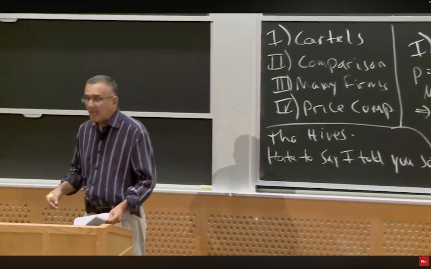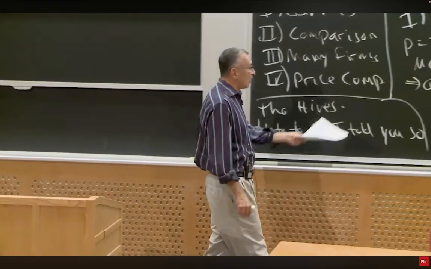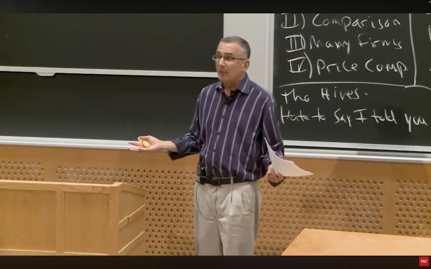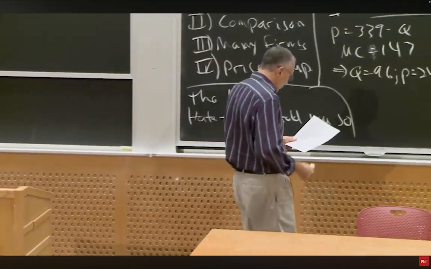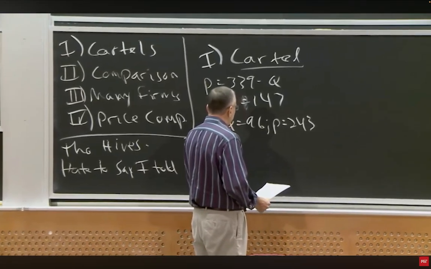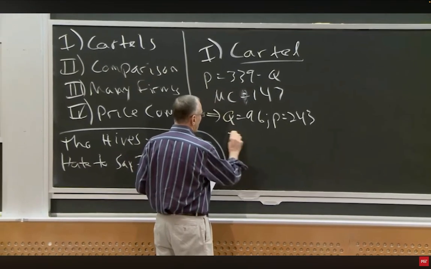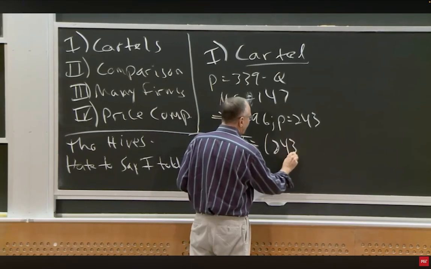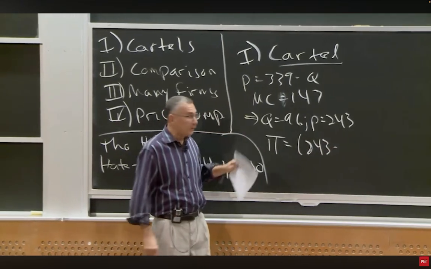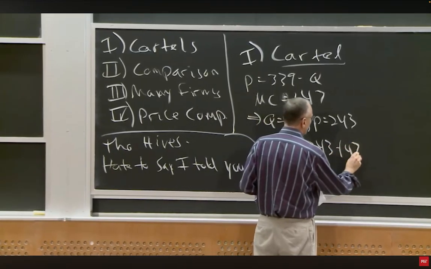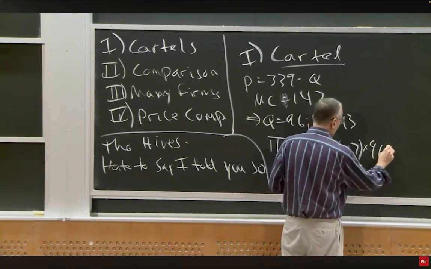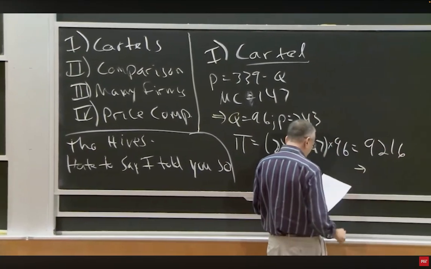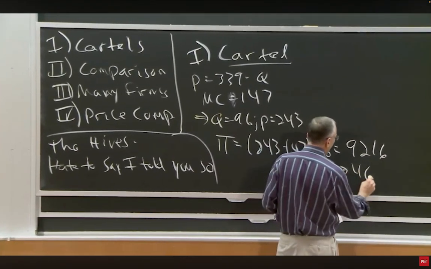So in the cartel case, what firms do is they each say, look, we want 96 flights total. Let's each do 48 flights, and let's split the profits. So what does each firm get? Well, profits are price minus average cost times quantity. Price is 243. In this example, average cost equals marginal cost for the relevant range. So that's 243 minus 147 times 96 flights. Total market profits are 9216, or alternatively, each firm gets 4608.